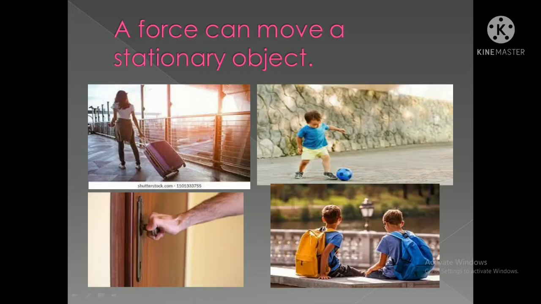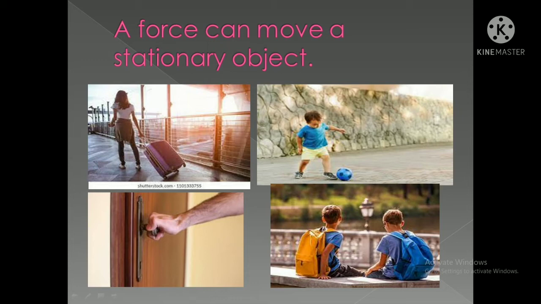What is here? The first point was that force can move a stationary object. In the first picture, the girl is pulling her suitcase. She is applying force on the handle of the suitcase and that stationary object will move. Next, the ball is on the ground. The small boy is ready to kick the ball, so he will move that small ball, a stationary object.